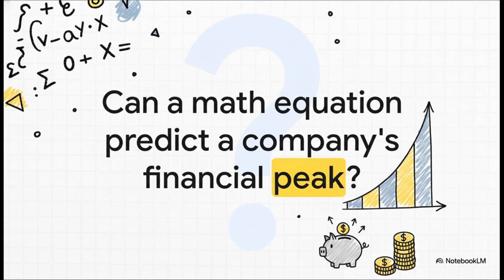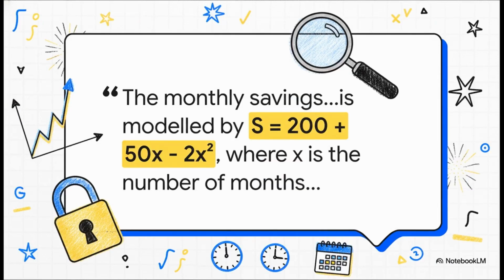Well, let's find out. Okay, here it is. This is the code we need to crack. S is the savings in dollars, and x is the number of months that go by. Every answer we need is locked inside this equation. We just have to figure out how to read it.